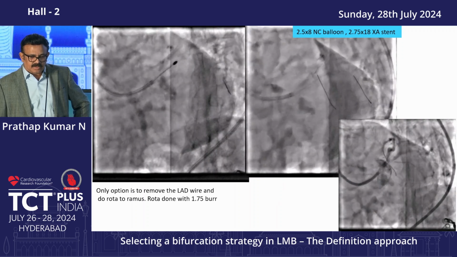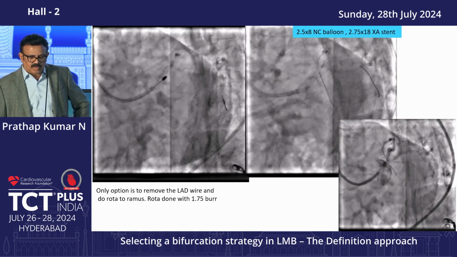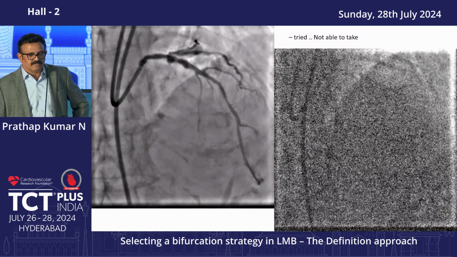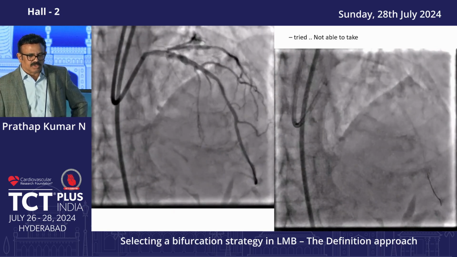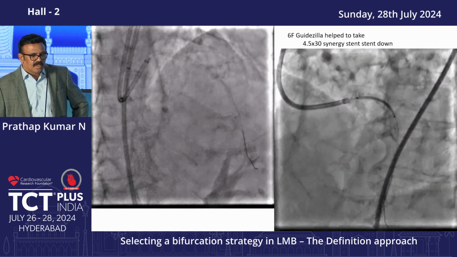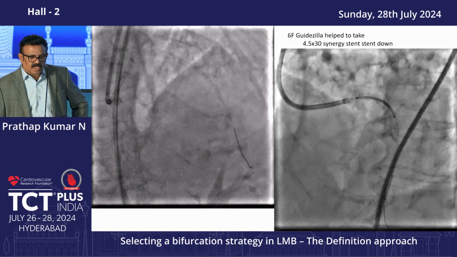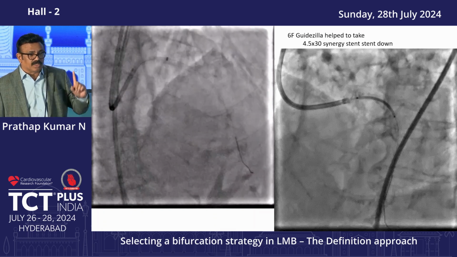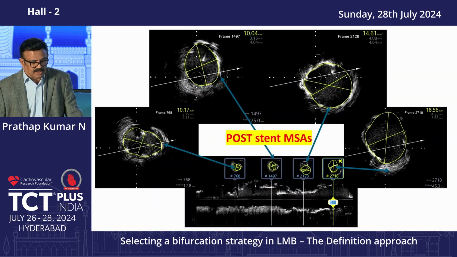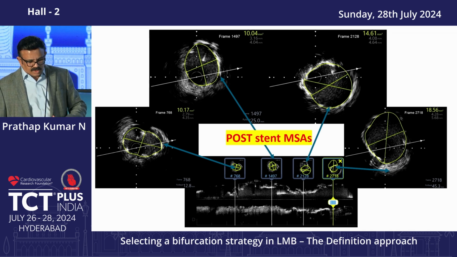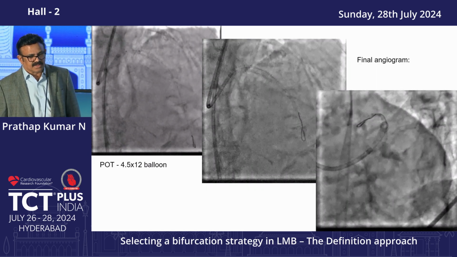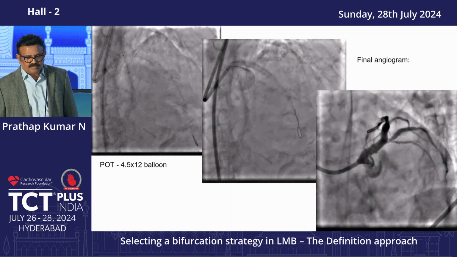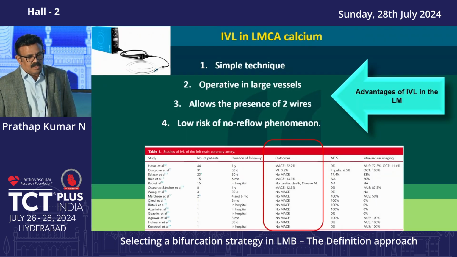then a balloon dilatation. A 2.75 into 18 stent I put, then finally I tried, not able to take the stent down. With a 6 French guide catheter, I took a 4.5 into 30 Synergy stent because I have seen 4.66 is the area seen. This was a post stent. We got 14, 18.8, 10, very good area throughout. And this was the final result I created out of this patient, and patient is doing very well.